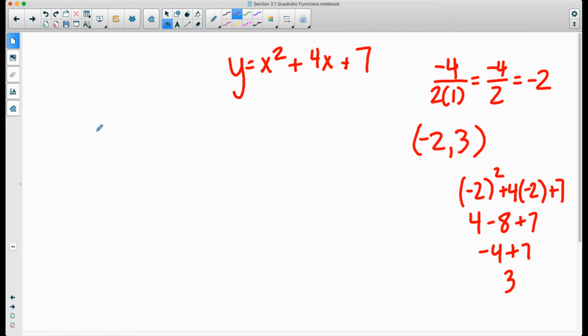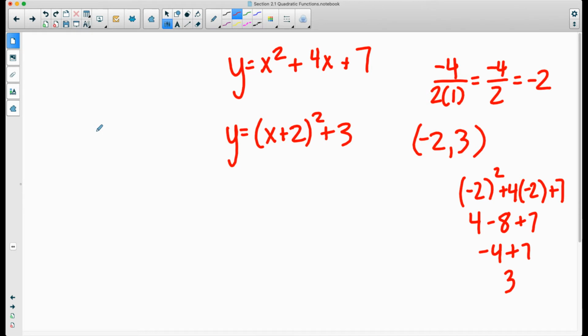Your a value is going to be the same. So if the a value is 1 there, and we have our vertex, we have our new equation. Oops, that's a plus. That's one way of doing it. Or you can complete the square. Like I said, I don't care which way you do it.